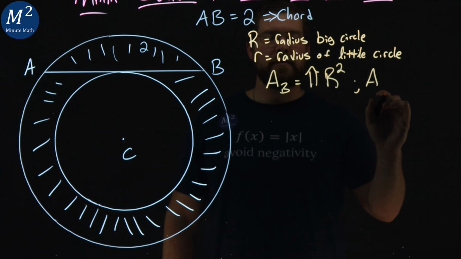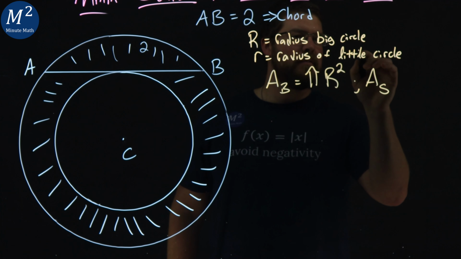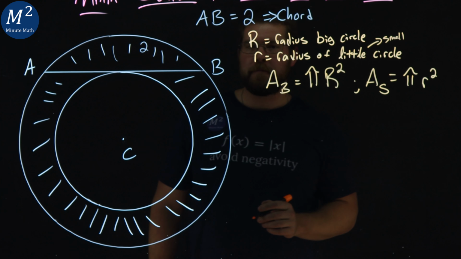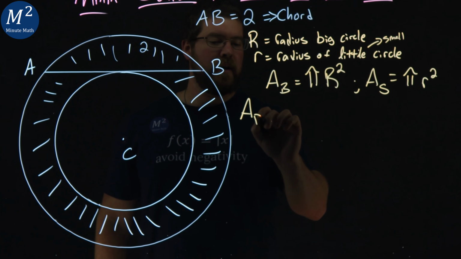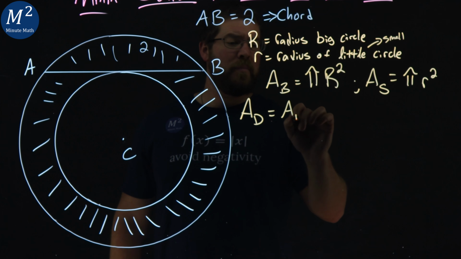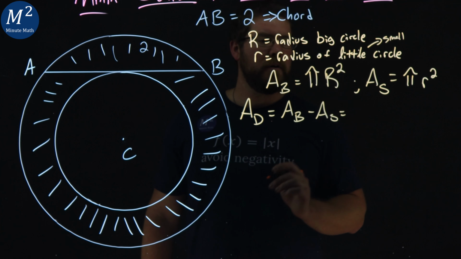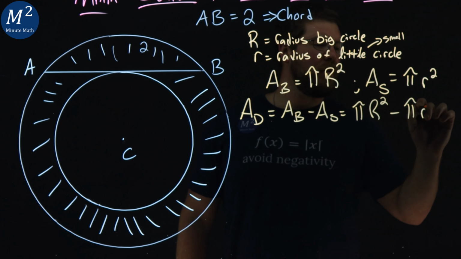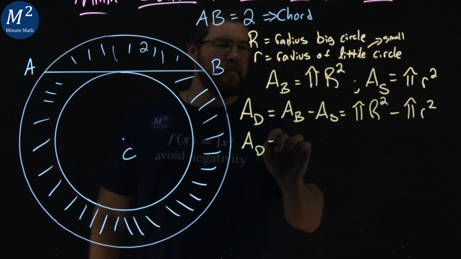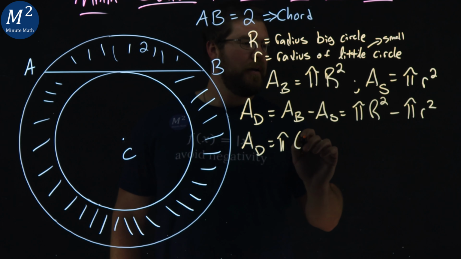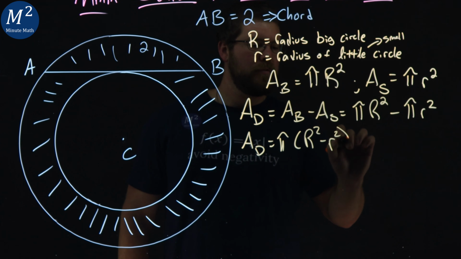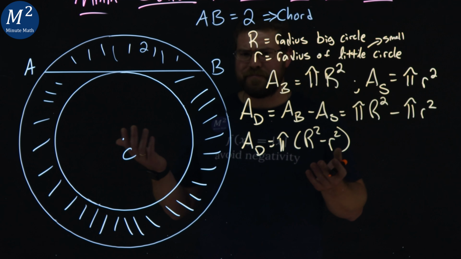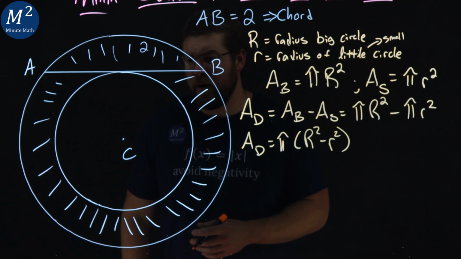And the area of the little circle, or the small circle, I'll call it S, is equal to pi little r squared. And so the area of the donut that we want to find is the area of the big circle minus the area of the small circle, which is pi big R squared minus pi little r squared. We can write that again as, pull out the pi, big R squared minus little r squared. So basically we got to a point where we want to find the radius of each of these circles, and we can find the area. I'm setting up the groundwork here.